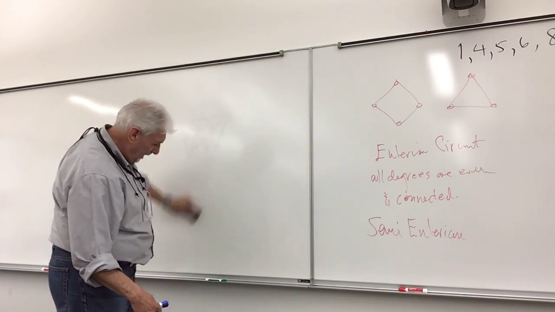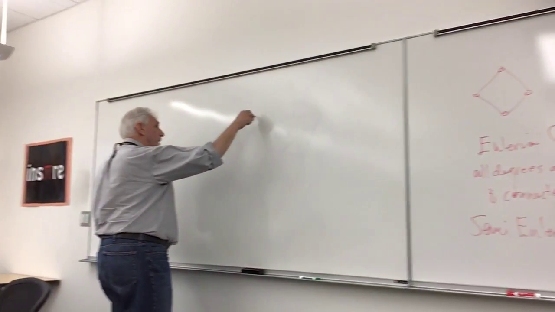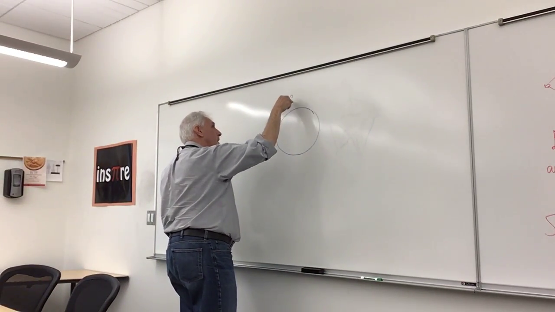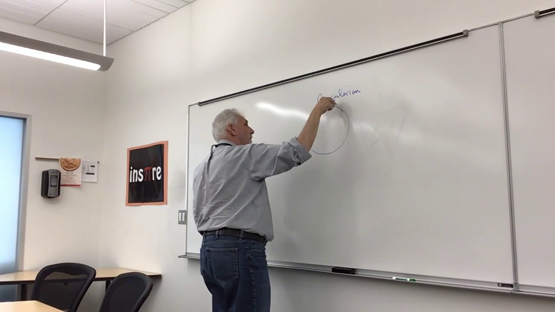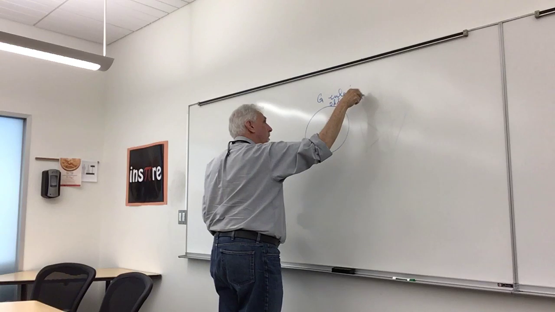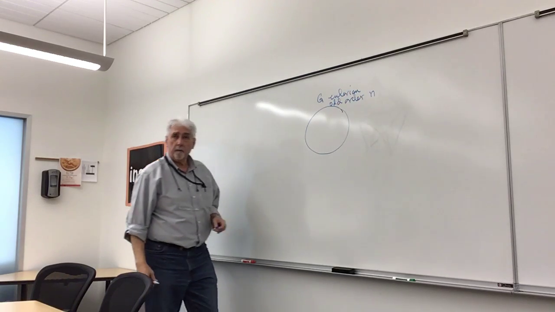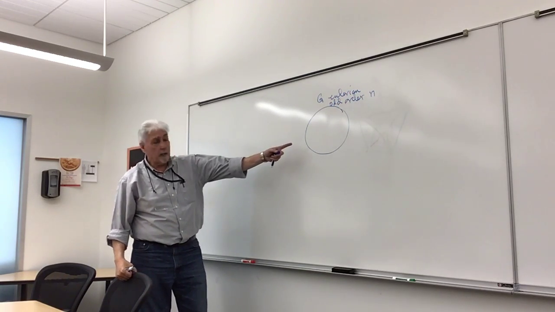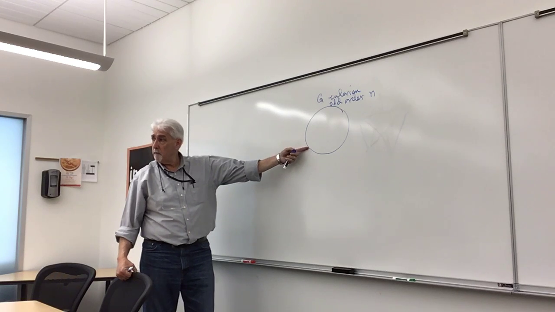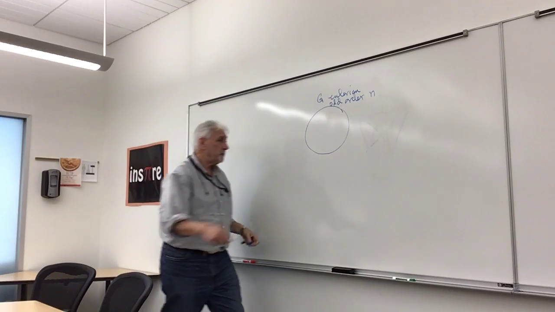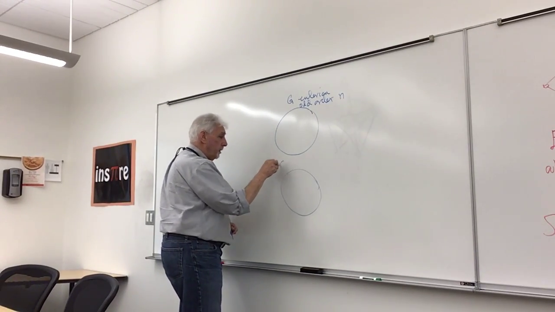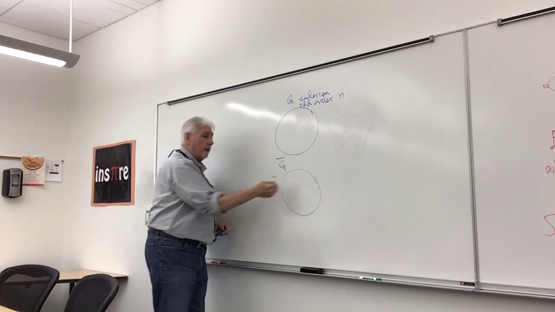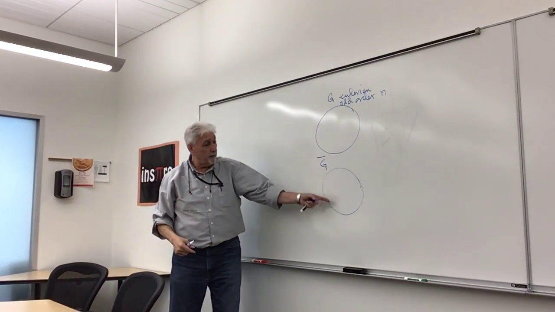So remind me, what is the complement? So here's G. It's Eulerian of odd order. N is odd. So what can you tell me about the degrees of all the vertices here? All the degrees are even. Okay. Now, G complement contains all the edges that aren't in G. All the edges that aren't here are in here.